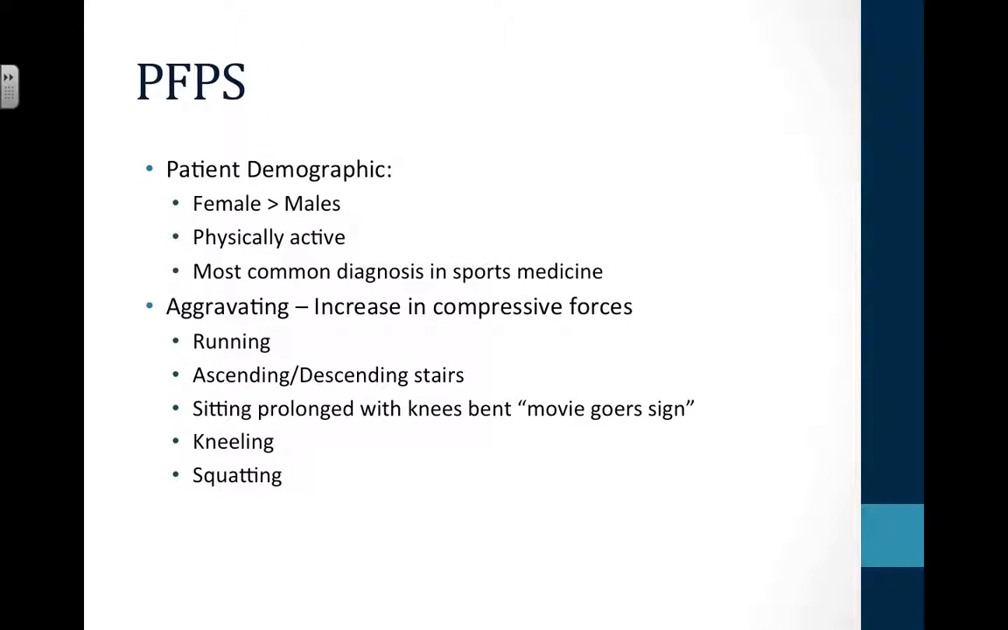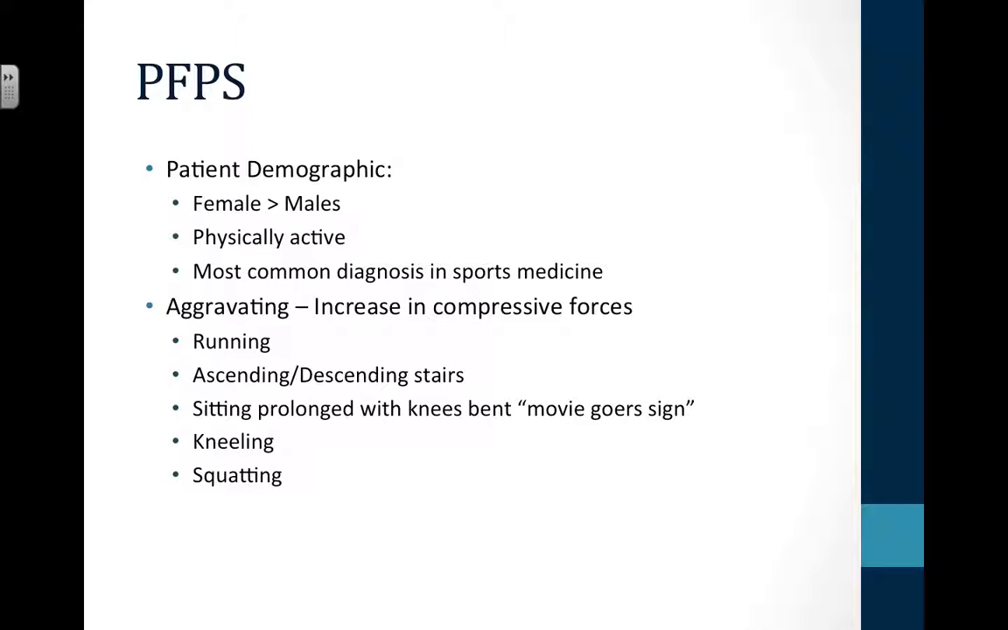So what does our patient demographic look like? Typically a little bit higher prevalence in females versus males. Definitely more in a physically active population, and it's one of the most common diagnoses that we will see in sports medicine. We're going to think about this a lot with runners, that they'll have that overuse and overload syndrome.